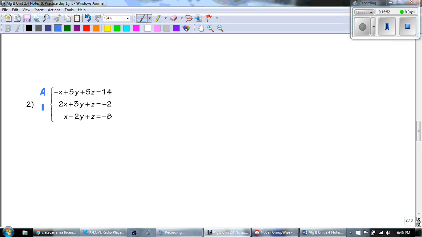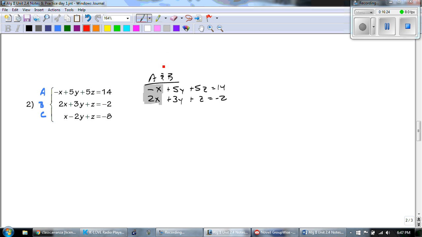So we got A, B, and C. The last one was kind of a special case. It doesn't happen here. So we have -x plus 5y plus 5z equals 14, and 2x plus 3y plus z equals -2. So we need to cancel the x's out.